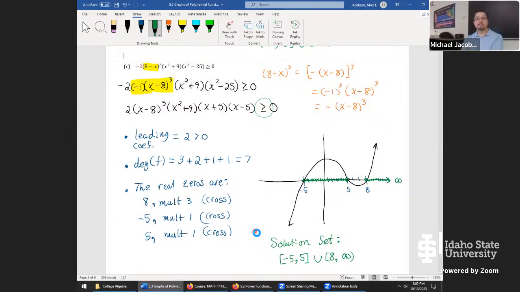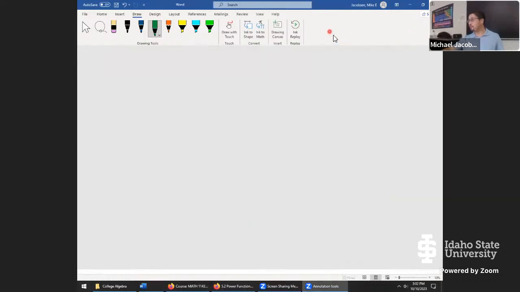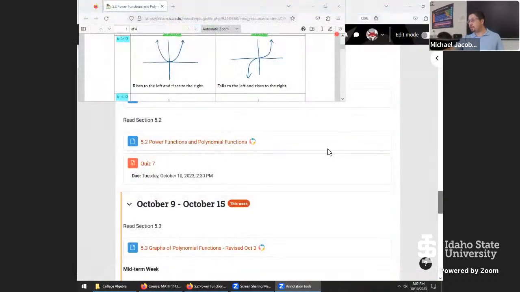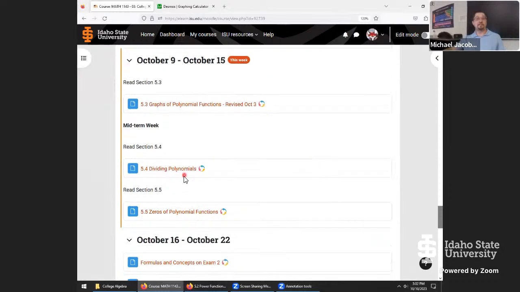Next thing we'll be looking at is division of polynomials. Once this saves, there it goes. Any comments or questions at all, folks, before we go to that next section? Okay, well, congratulations again. This one was a pretty tough section to get through. And now we're in section 5.4, dividing polynomials.